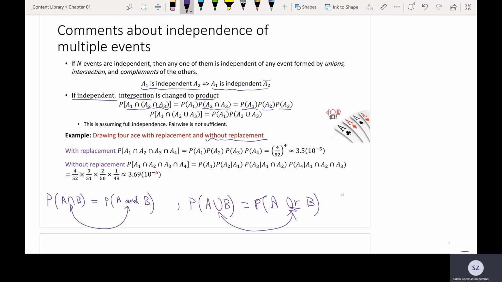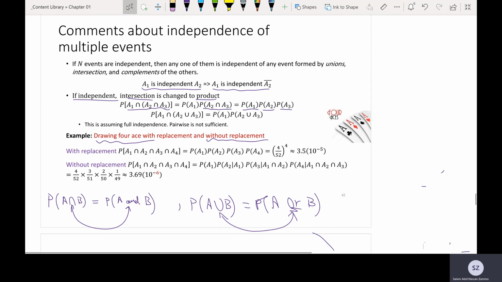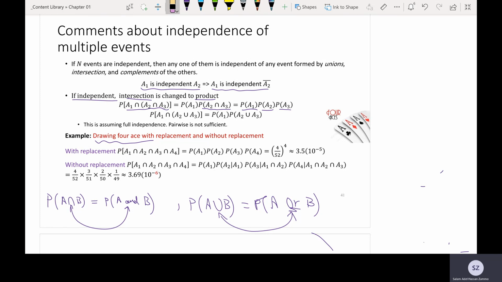Now let's have an example about the experiment with replacement or without replacement. Here we are drawing 4 aces. We have the same 52-card deck, and we are drawing 4 aces. First let's talk about without replacement, and then we'll talk about with replacement. So let's start with the with replacement case. With replacement means what? I select the card, I see whether it is an ace or not.